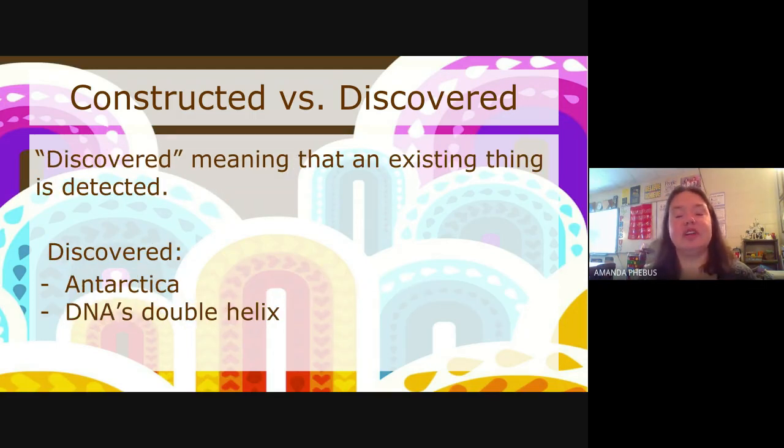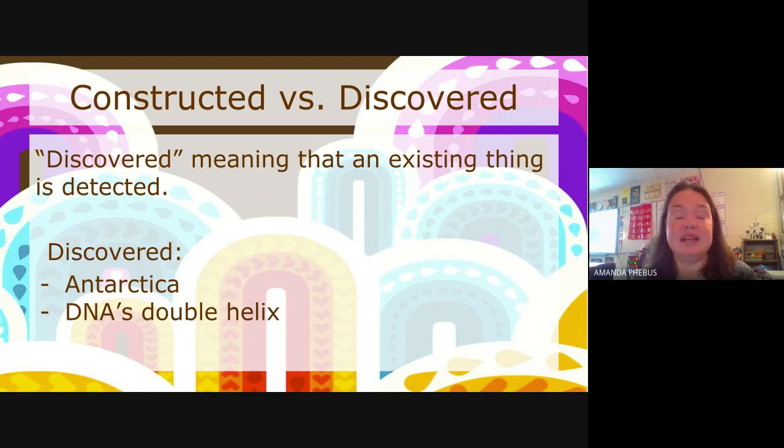But to be discovered means that it was around before we found it, before it was detected. So Antarctica was a continent on the Earth before we were able to locate it. It existed before we knew about it.